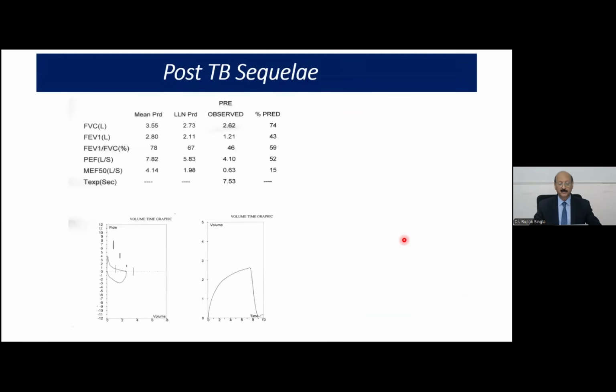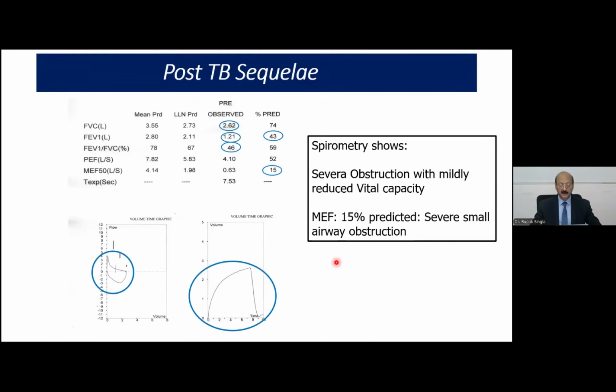This is a case of post TB sequelae, and spirometry was done. And always look at the graph first, it is acceptable. So we go to the values. You will find FEV1 is reduced, FVC is mildly reduced, and the ratio is much reduced. So there is a severe obstruction with mildly reduced vital capacity. And MEF 50, that is maximum expiratory flow at 50% of vital capacity, is just 15%, indicating severe small airway closure.